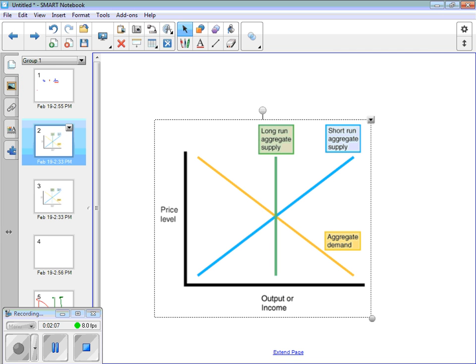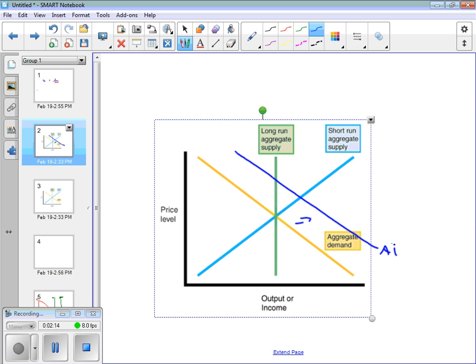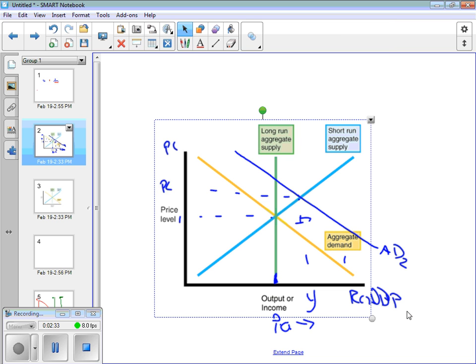So this particular one, let's assume that the aggregate demand curve increases. So this is AD1, AD2. We get an increase in price level, and we get an increase in GDP. So we're beyond our potential output.